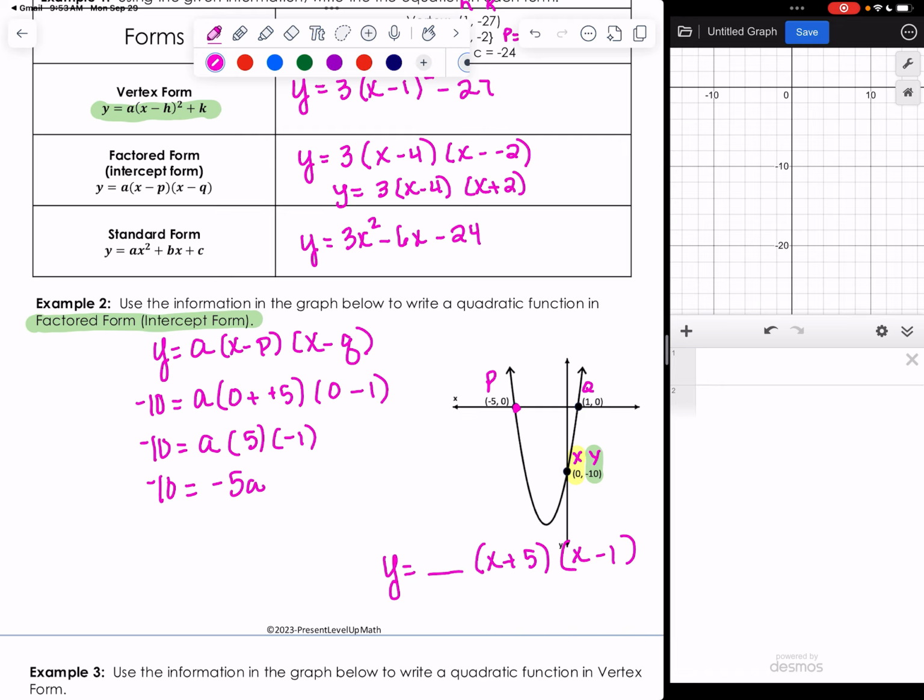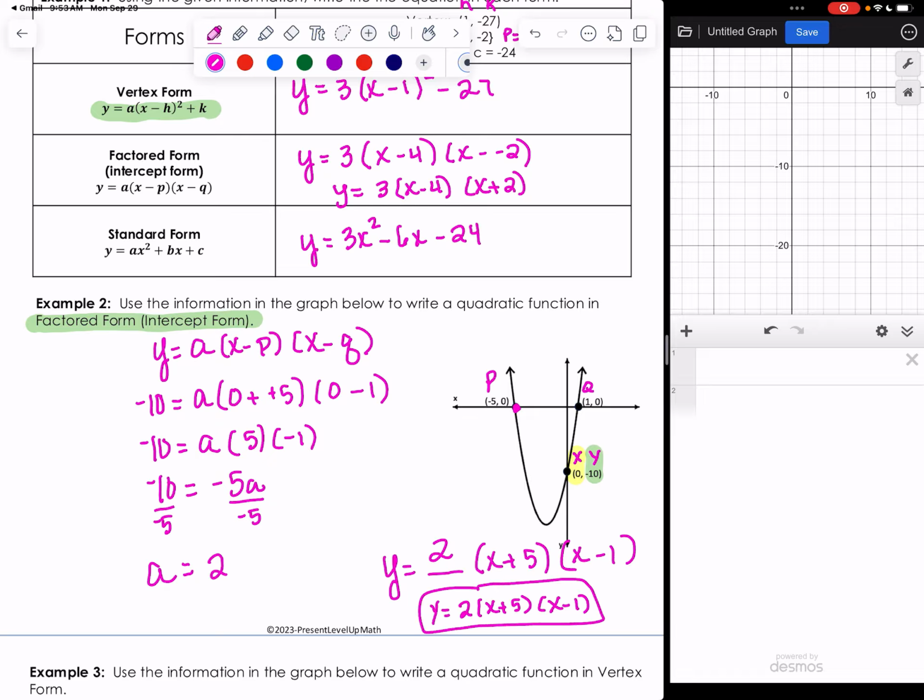And then I'll just divide both sides by -5 to find the value of a. So divide by -5, divide by -5. So the value of a would be +2. So now I know the value of a here is 2. So my equation is y equals 2(x plus 5)(x minus 1). Final answer, written in standard form.